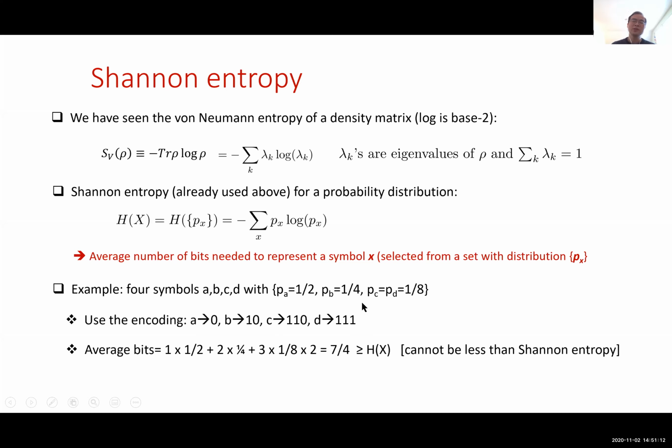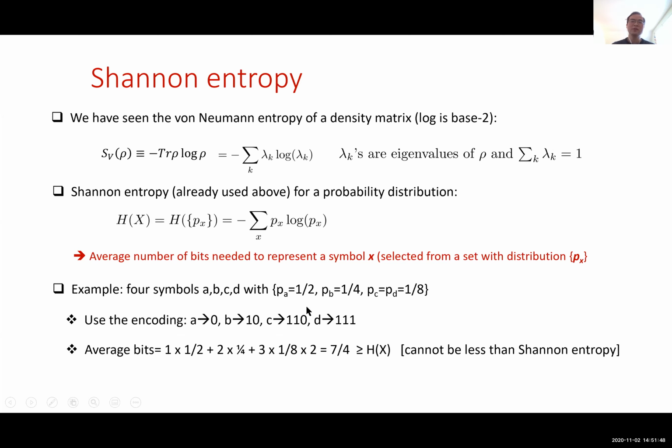Okay, but for this particular example, it's really interesting because you see that if I use binary 0 and 1, 0 to represent A, I only use 1 bit for A, because this appears with a larger probability, so I don't want to use too many bits to represent that. So for B, I use 1, 0. For C, I use 1, 1, 0. For D, I use 1, 1, 1. And you can calculate the average bits.